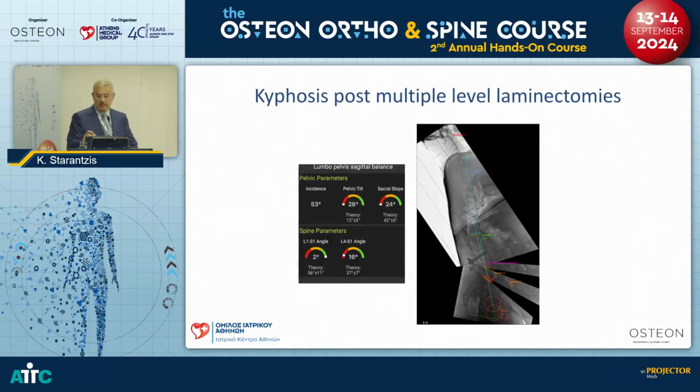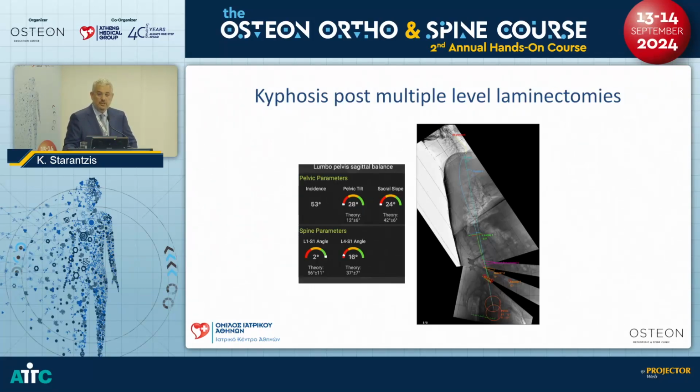So you need the pre-op plan. I will help you with the pre-op plan. So these are the parameters. L4S1, 16 degrees. Should be 37 plus minus 7. You miss at least 20 degrees of lumbar lordosis. Most of it should be at the L4S1. Yes, 20 degrees. And the total lumbar lordosis is 2 degrees. Should be something between 45 and 65.